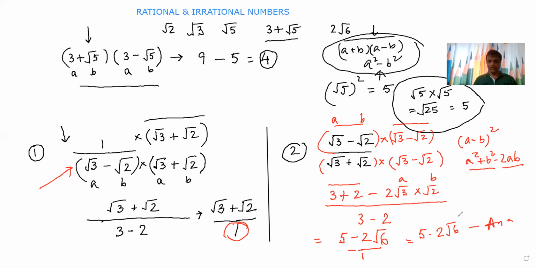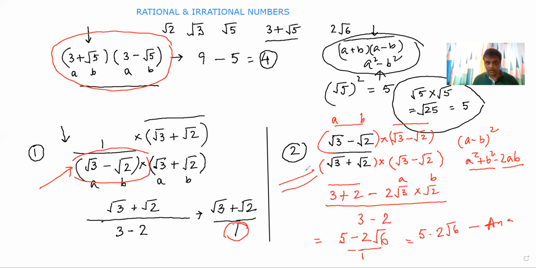I hope you have been able to understand that in all questions, you will only be asked to rationalize, turning the denominator from an irrational number into a rational number. So this is rationalizing of the denominator. This is rationalizing of the denominator. And this is how you are going to simplify.